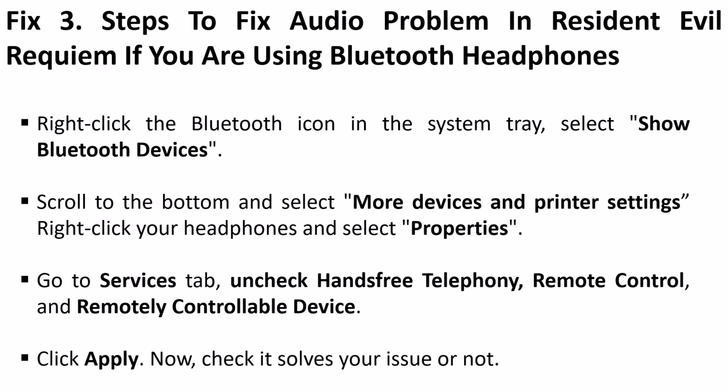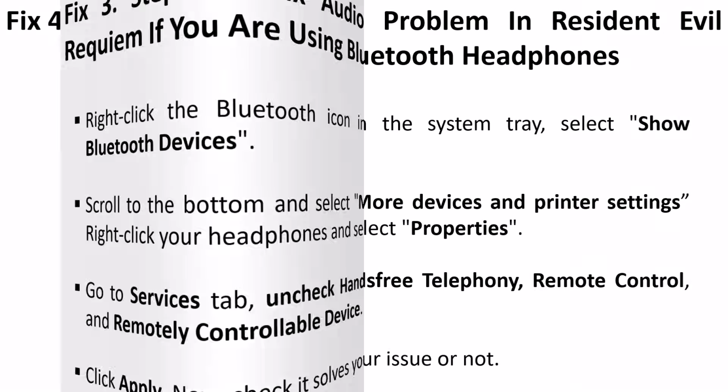Fix 3. Steps to fix sound problem or audio problem in Resident Evil Requiem game if you are using Bluetooth headphones. So right click the Bluetooth icon in the system tray, select Show Bluetooth devices, scroll to the bottom and then select More devices and printer settings. Right click your headphones and select Properties. Now go to the Services tab, uncheck hands-free telephony, remote control and remotely controllable device. Click Apply and then check if it solves your issue or not.